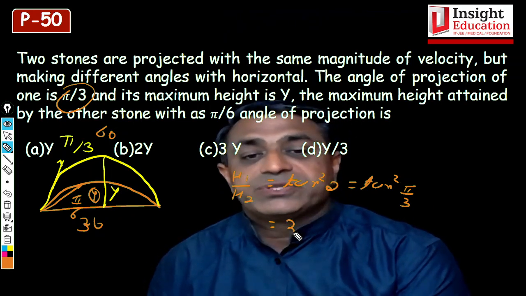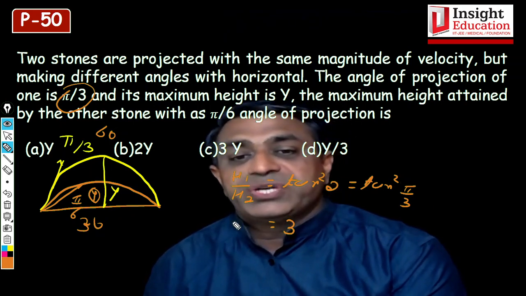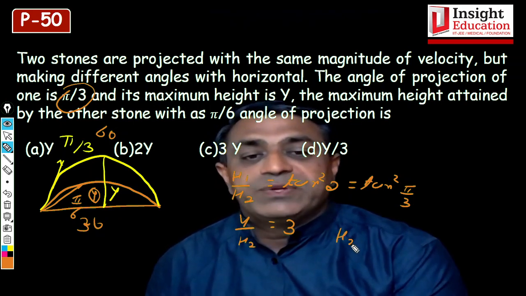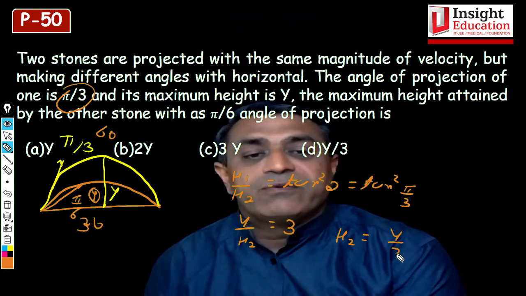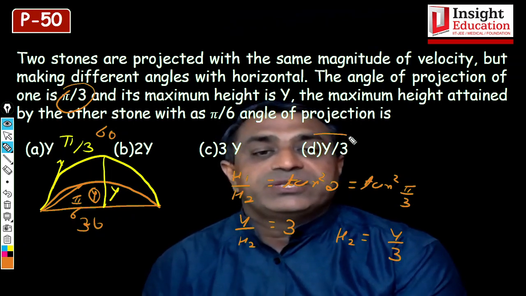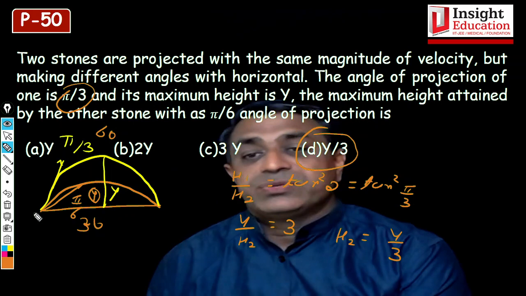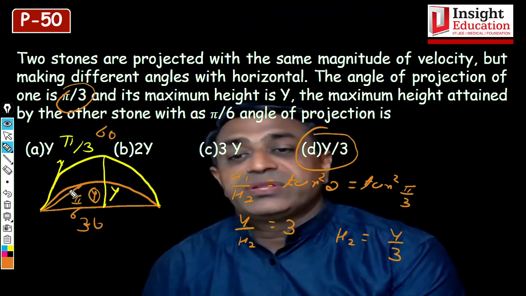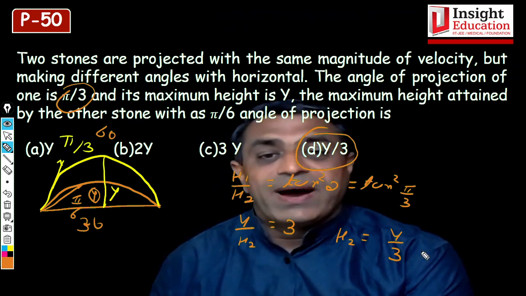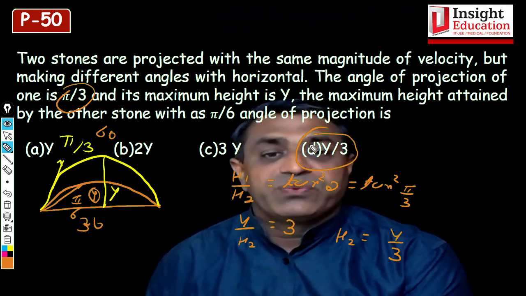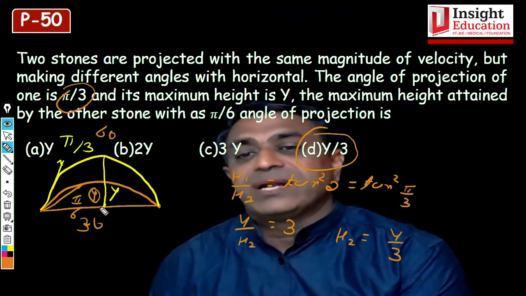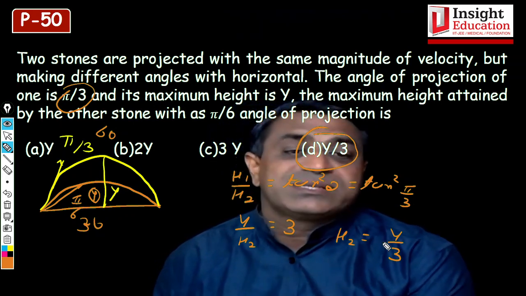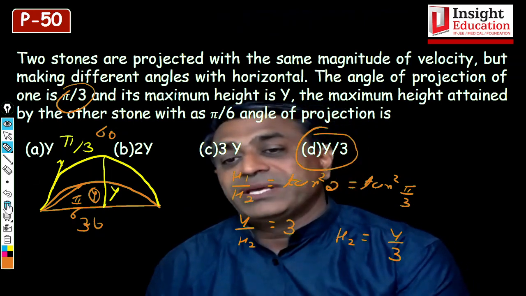Root 3 squared means 3. So h1, the initial height, is y, and h2 that we want to find out is equal to y by 3. So if angle of projection is 60, height is equal to y. Angle of projection 30, then height is equal to y by 3. Okay. So from the options also we can select without calculation. For 60 and 30, naturally for 30, height should be less. So we can say y by 3.